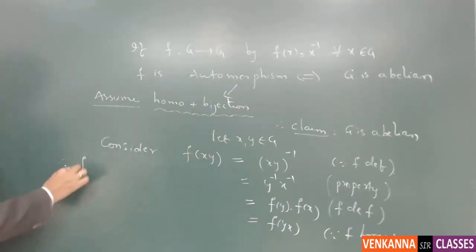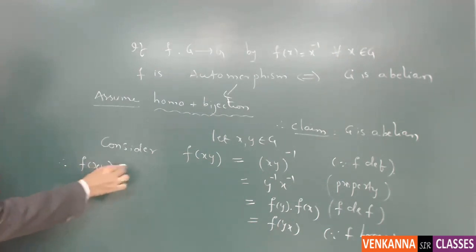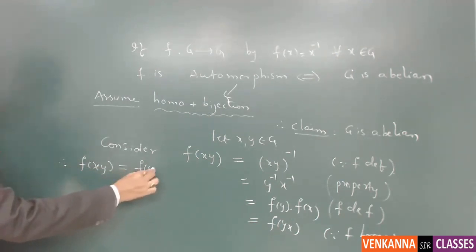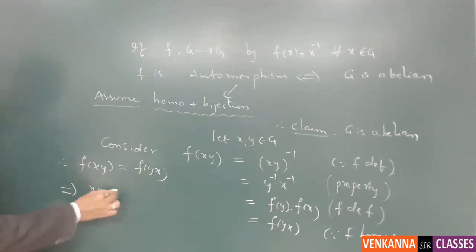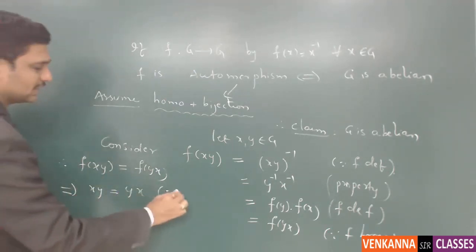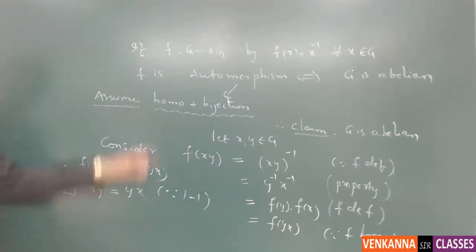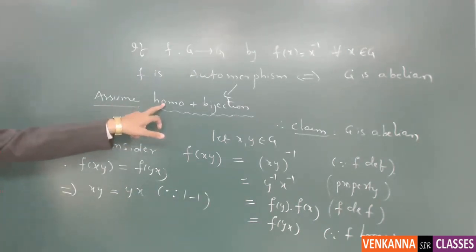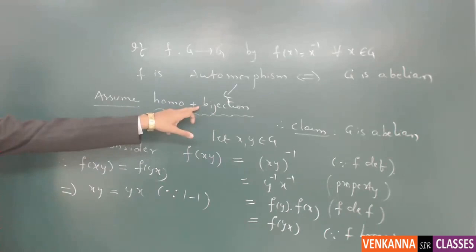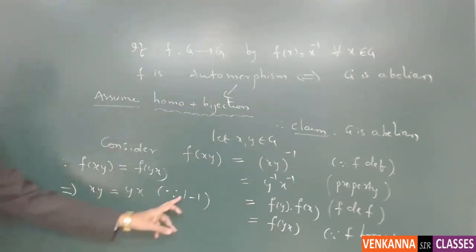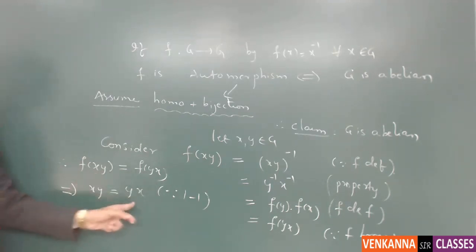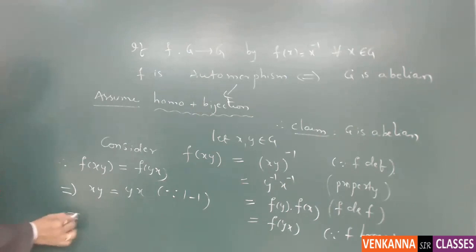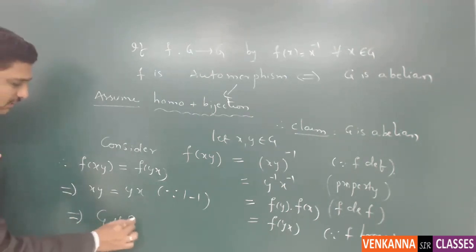Therefore, you got that f of xy is equal to f of yx. Immediately you can say that xy is equal to yx since it is a 1-1 function. You have assumed that it is a homomorphism as well as a bijection. Since it is a bijection, it is a 1-1 and onto function. Hence, using the 1-1 property, as and when the images are equal, the elements must be equal. So this gives that G is abelian.